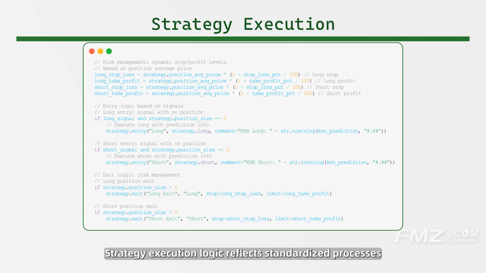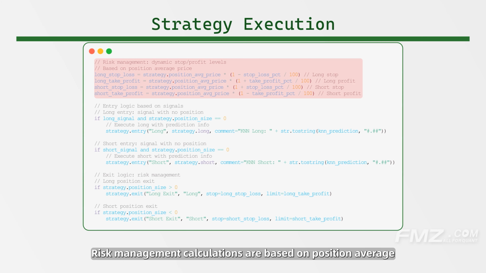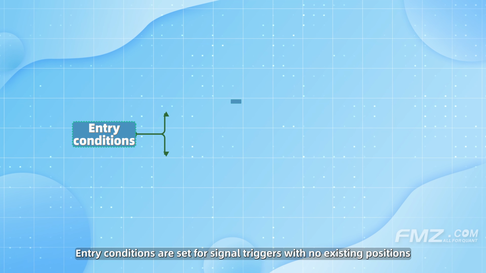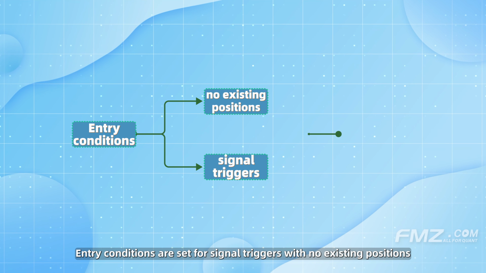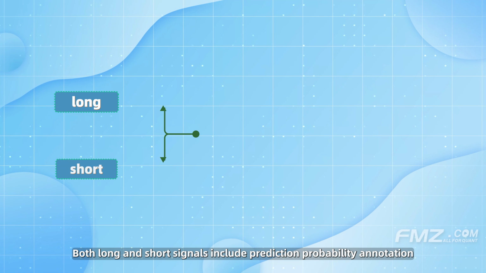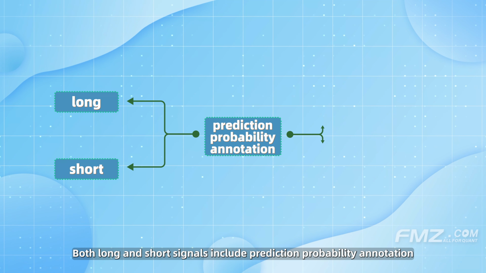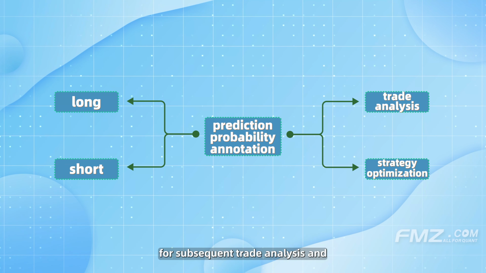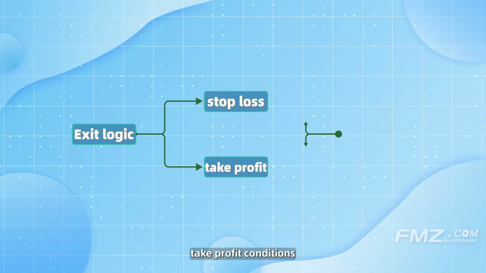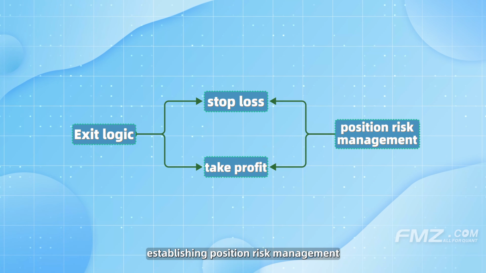Strategy execution logic reflects standardized processes in modern quantitative trading. Risk management calculations are based on position average price rather than entry price, more accurate for partial position building or scaling in scenarios. Entry conditions are set for signal triggers with no existing positions, avoiding repeated position opening risks. Both long and short signals include prediction probability annotation for subsequent trade analysis and strategy optimization. Exit logic sets both stop loss and take profit conditions, establishing position risk management.